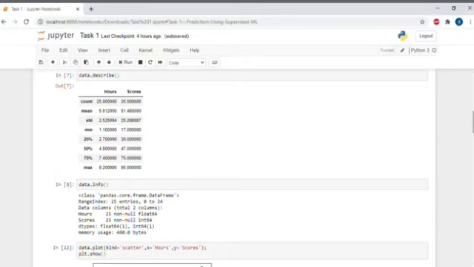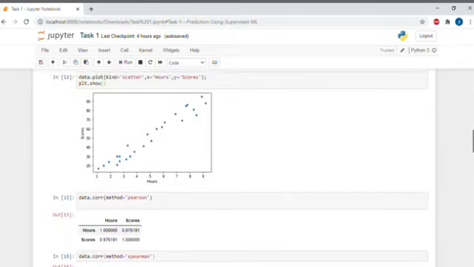From data.info we are getting 25 non-null values, which means that there are no null values in the data, so we don't have to take care about the null values. It also tells us that the Hours variable is a float type of variable and the Score variable is an int type of variable.